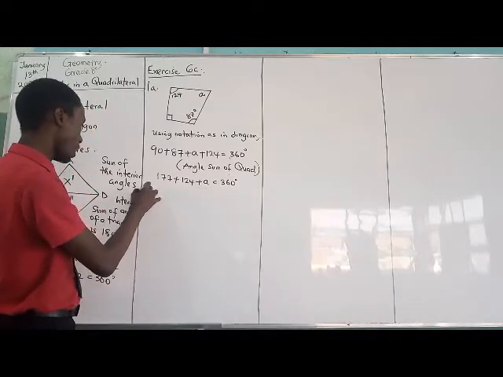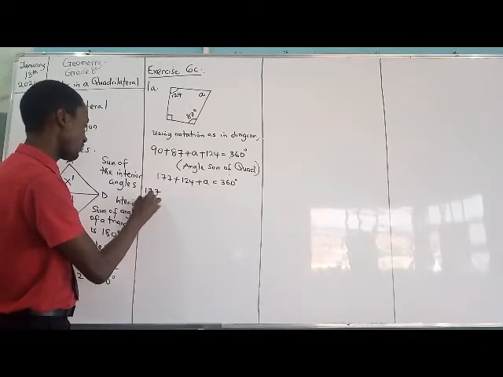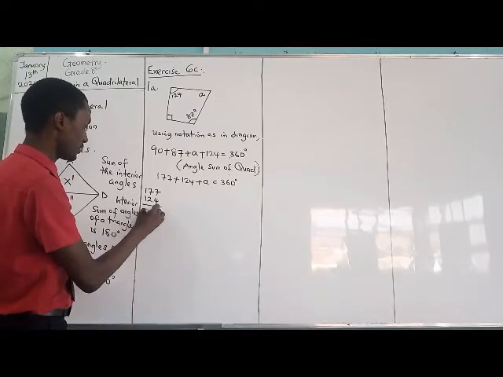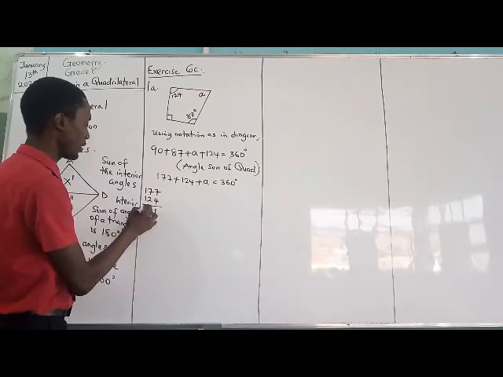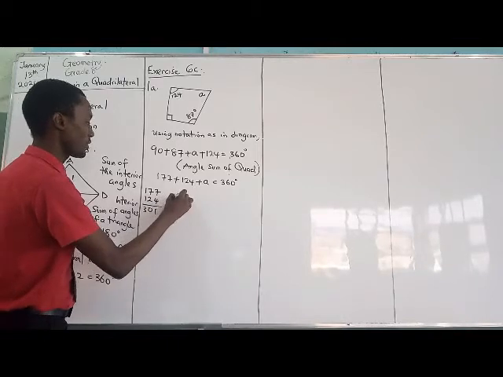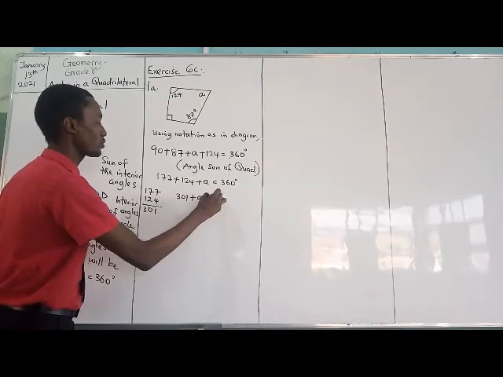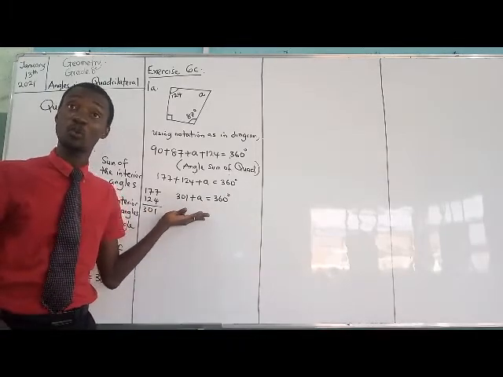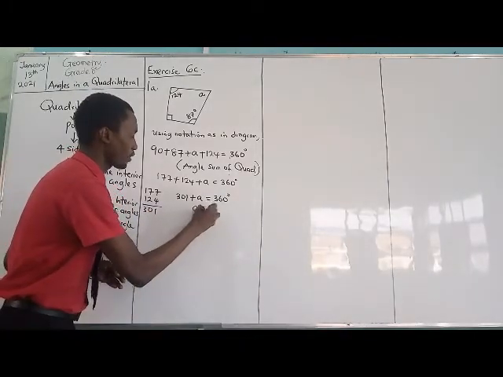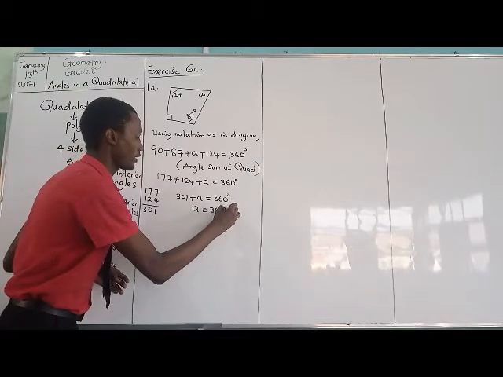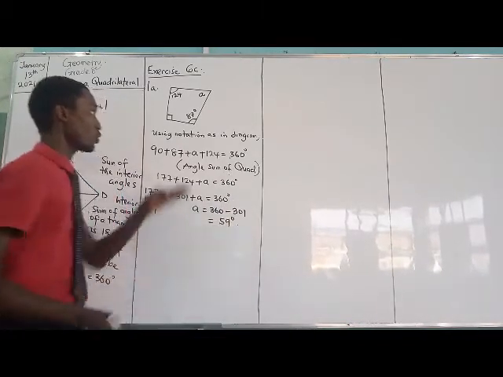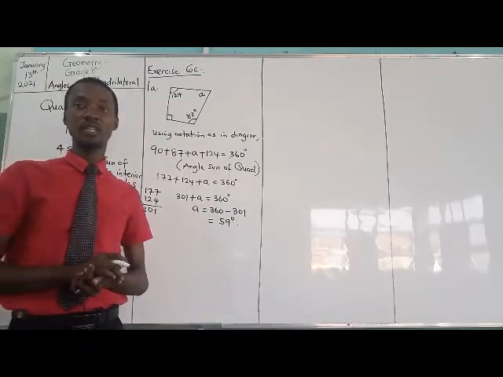So I could come here. I've always advised us, don't be writing at the back of your notes. It's not necessary. This will be 1, this will be 0, and this will be 3. So I'll say 301 plus A equal to 360 degrees. You discover that at this point you're already doing what is called equations. So A will be equal to 360 minus 301. And the answer becomes 59 degrees. So we have solved question E.